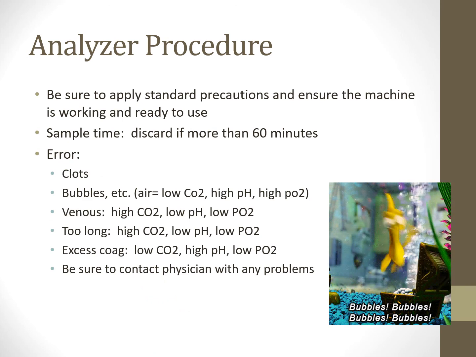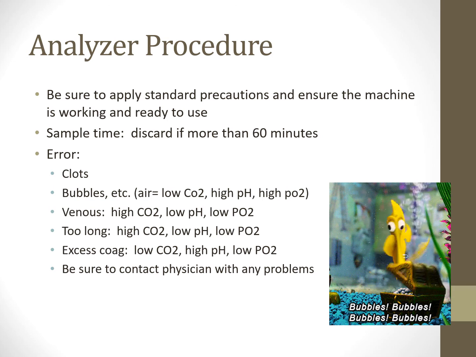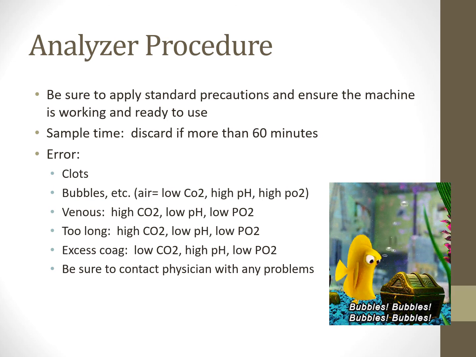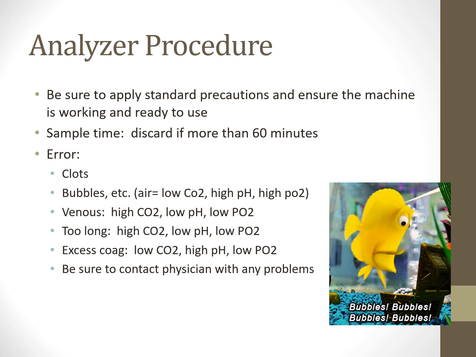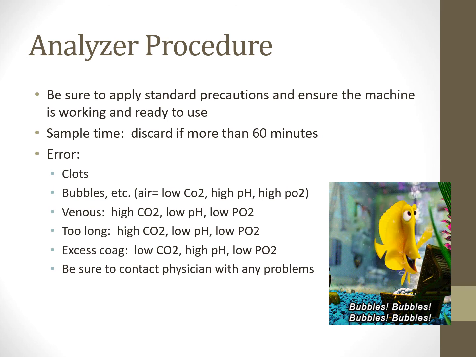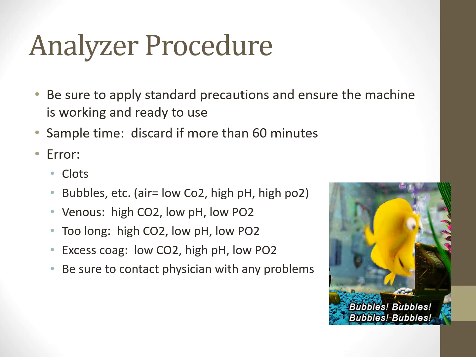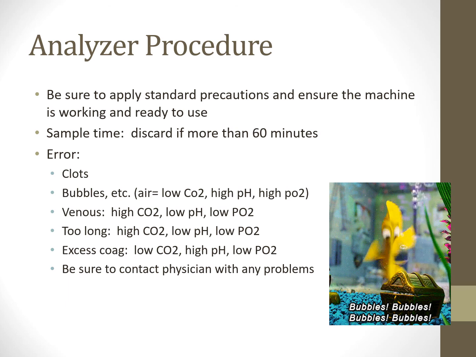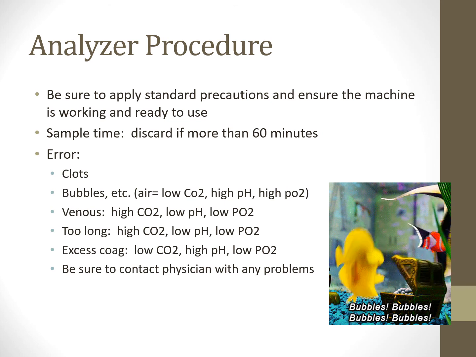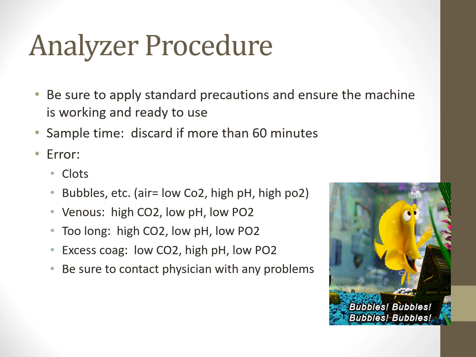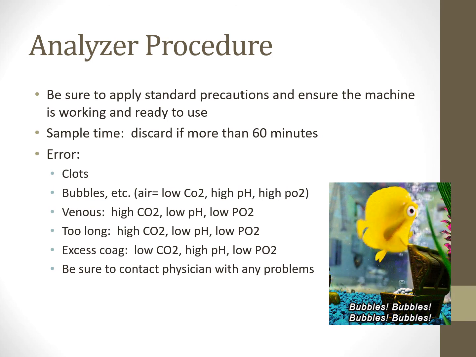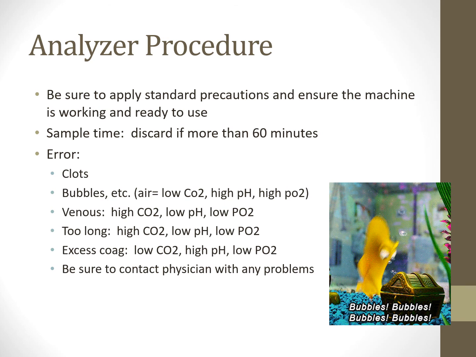Analyzer procedure: be sure to apply standard precautions to ensure the machine's working and in use. In other words, make sure everything's been calibrated and run. Usually we have known pH samples and known gases that we can run through the blood gas machines before we do an actual blood gas, to know specifically are they on target. So I think one's at 6.38 and another one's like 7.84. We have known pHs, and we will run it just to make sure that it's calibrated and it's running appropriately.